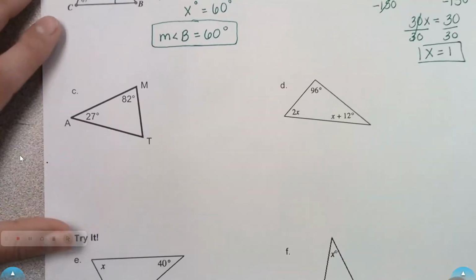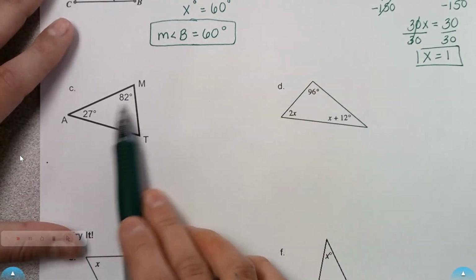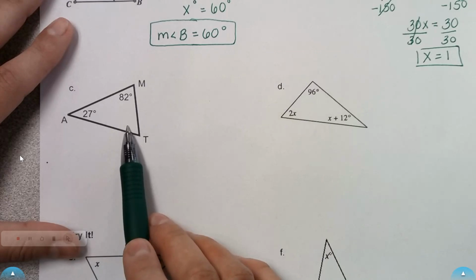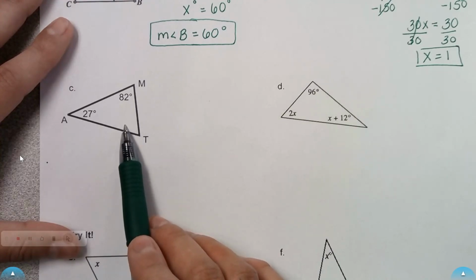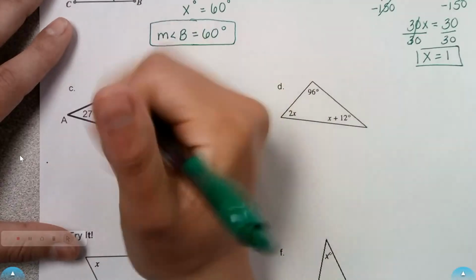Okay, let's try letter C. So I have two angles, and for letter T, I don't have anything. I don't have an angle. So I could put a placeholder, I could put the measure of angle T, but I'm solving for this angle right here. I don't know what it is here. I'll put like a question mark.